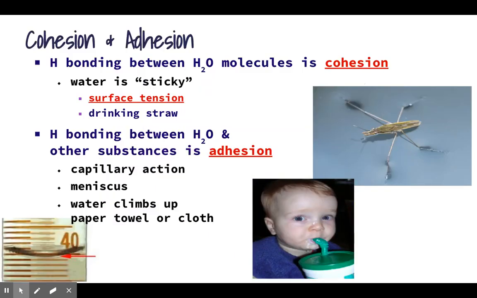All right, let's look at cohesion and adhesion. Water bonding between water molecules is known as cohesion. So when water sticks to itself, water is sticky, and it forms what is known as surface tension. That's what allows us to drink water through a straw. If you had a straw and you're drinking water, those water molecules are going to attract to each other, and you're going to be able to drink the water through the straw.